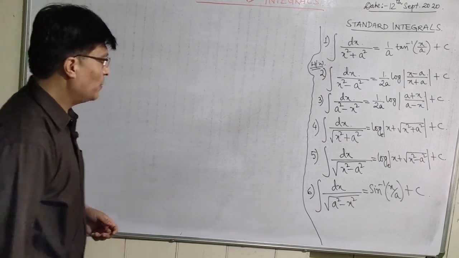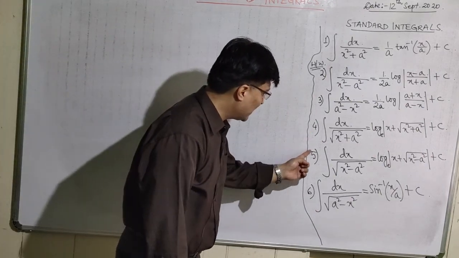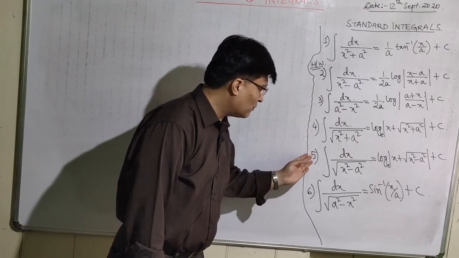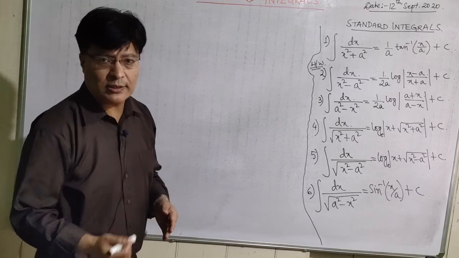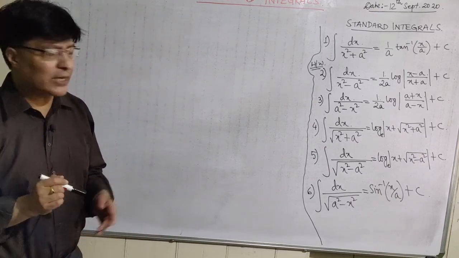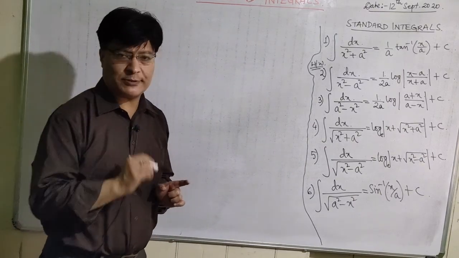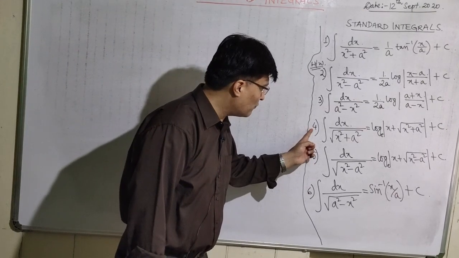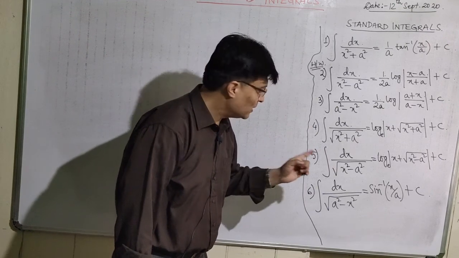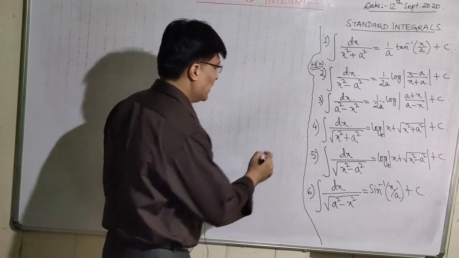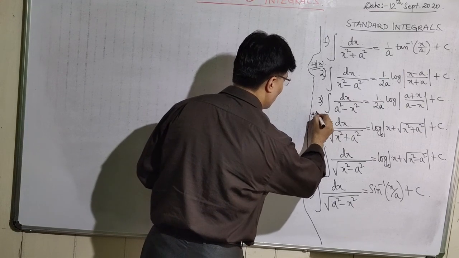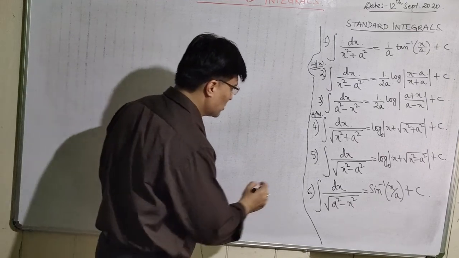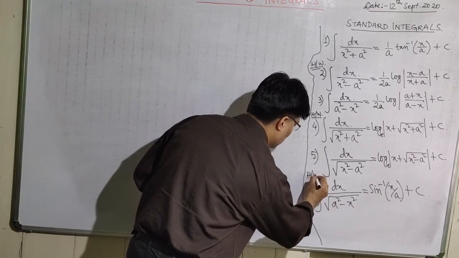So now we will do proof of number 4 and number 5. In number 4 and number 5, the expression is under square root, which is in the denominator. So in this case you have to do the trigonometric substitution. Let us do number 5 here, and number 4 will be our homework. Let us prove number 5, and number 4 will be your homework. And you can do number 6 also. Number 6 is also your homework.